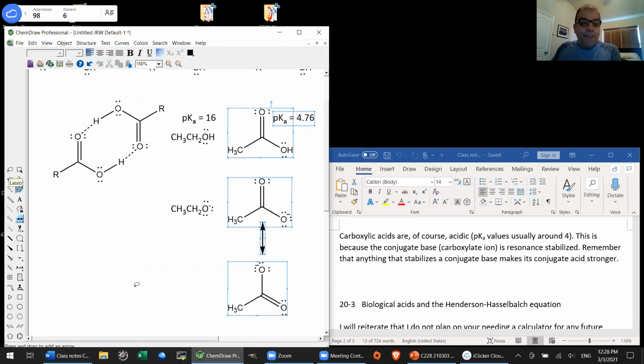In any event, there has to be something that's making this conjugate base that much more stable, to the tune of 100 billion times more stable than the ethoxide ion.